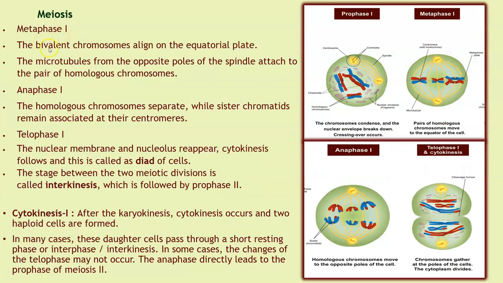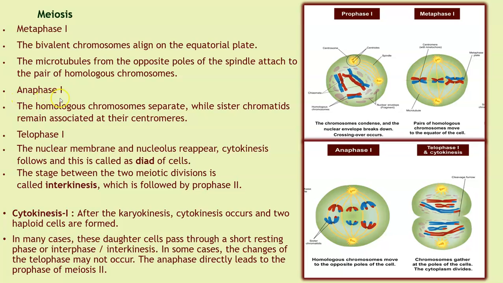Then we have the metaphase 1. The bivalent chromosomes align on the equatorial plate just as it happens in mitosis. The microtubules from the opposite poles of the spindle attach to the pair of homologous chromosomes. So this, if you remember, resembles the metaphase of mitosis. So it gets arranged here at the equatorial position. Spindle fibers hold them from the center point.